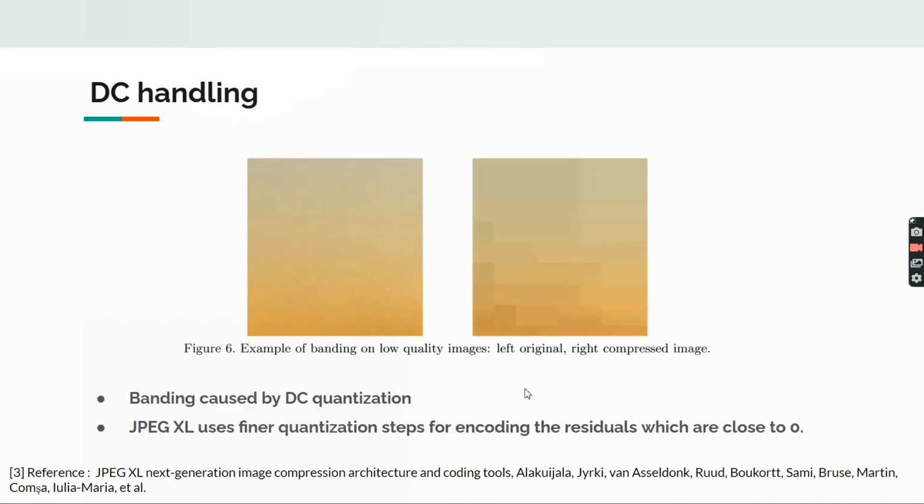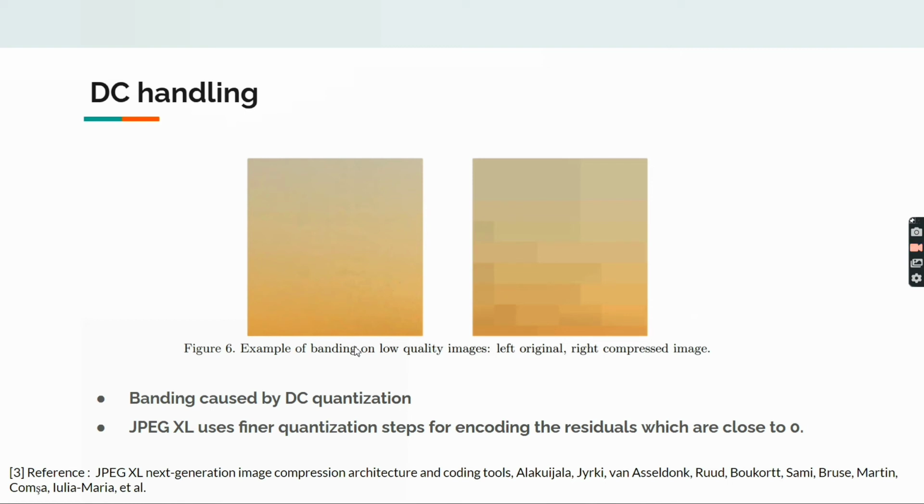DC handling. Banding can be caused by DC quantization. Whenever we obtain DCT coefficients, there is a DC coefficient among them, and when we quantize this DC coefficient, we can observe in both of these images that if we have a gradient like this, it will be pixelated at the output.